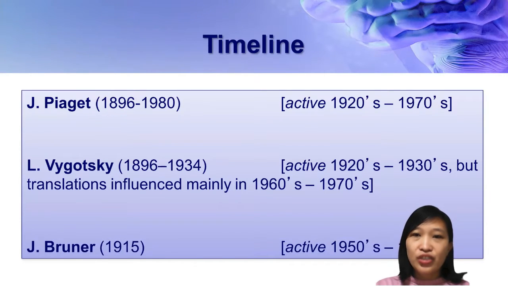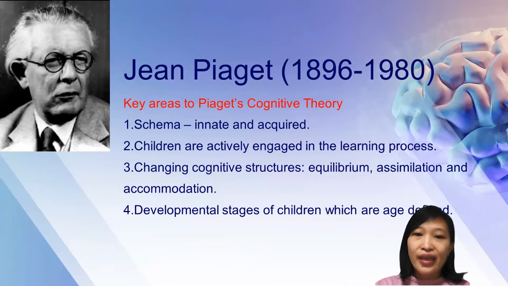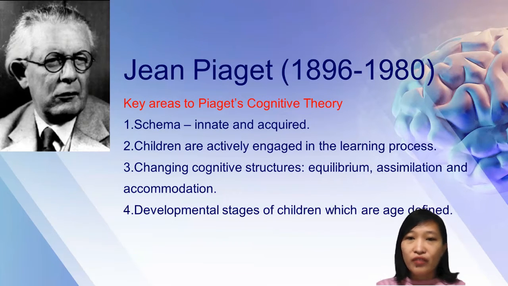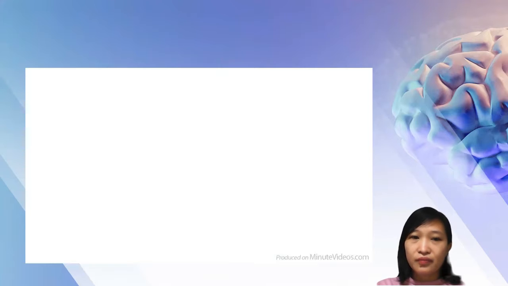So who is Jean Piaget? The key areas of Piaget's cognitive theory are, first, schema, the innate and acquired. Second, children are actively engaged in the learning process. Third, changing cognitive structures such as equilibrium, assimilation, and accommodation. We also have the defined developmental stages of children. Now I am going to show you a video of Jean Piaget's theory.